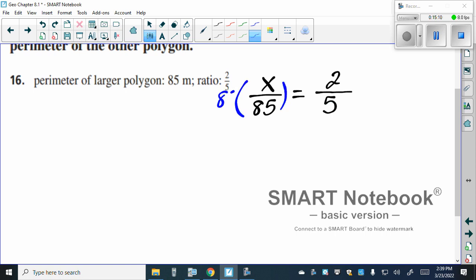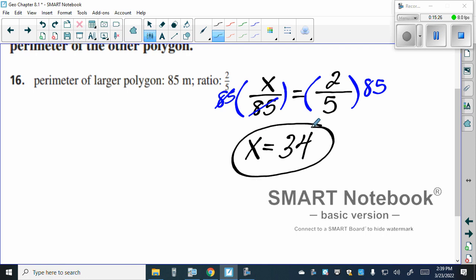Yes. These here would. 34. Yep. And that's it. Because 85 divided by 5 is 17. We'd multiply by 2 and get 34. Questions on this here?